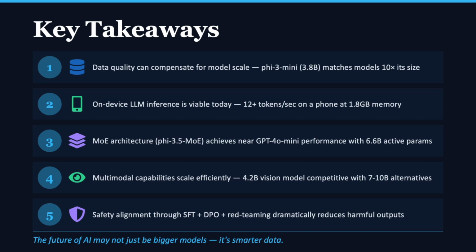Third, mixture of experts architectures provide an excellent efficiency trade-off by offering large capacity with far fewer active parameters at inference time. Fourth, multimodal capability does not require huge models, as Phi 3.5 Vision demonstrates. And fifth, safety alignment throughout supervised fine-tuning, DPO, and iterative red teaming produces clear, measurable improvements. Overall, this paper suggests that the future of AI is not just about making models bigger, but also about improving data, designing more efficient systems, and expanding real world accessibility.